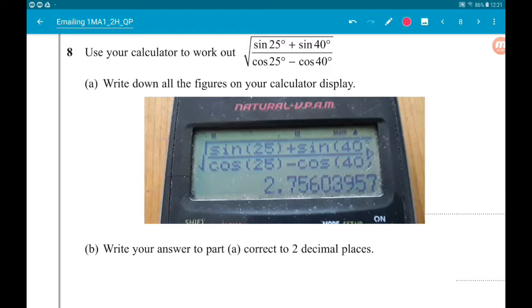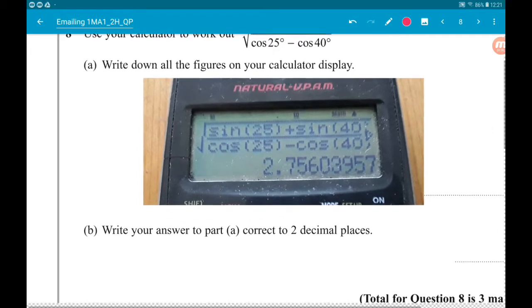2.756 blah blah blah. Okay, then part B wants us to write that correct to 2 decimal places. So we have 2.756 blah blah blah. So the second decimal is 5, which is followed by a 6. So we round it up 1, so we get 2.76.